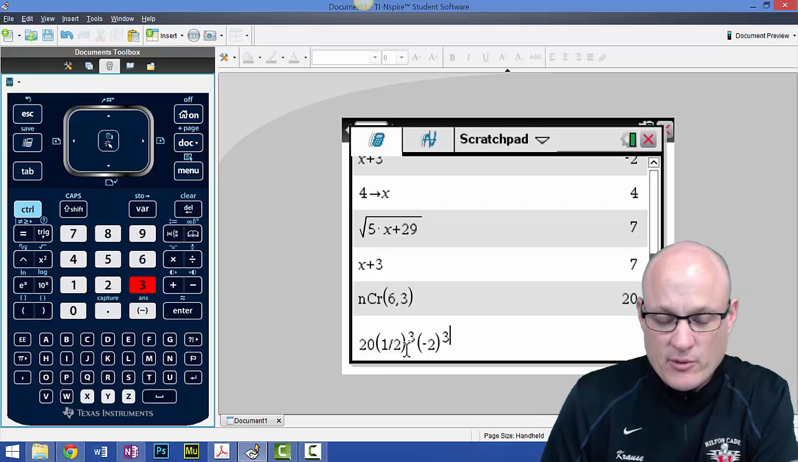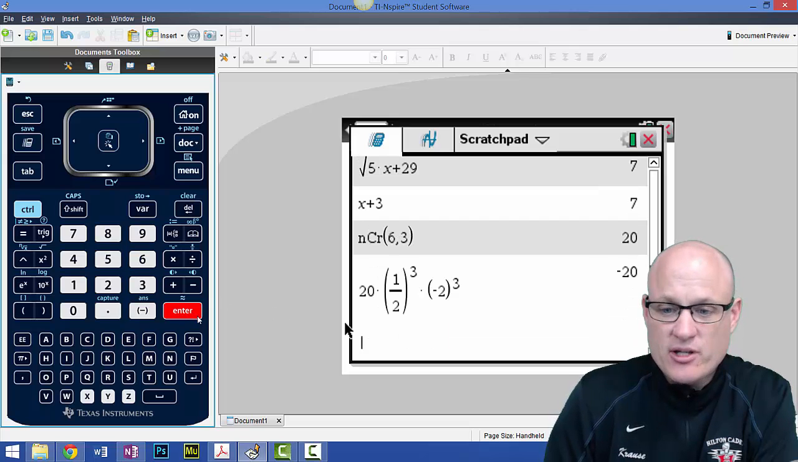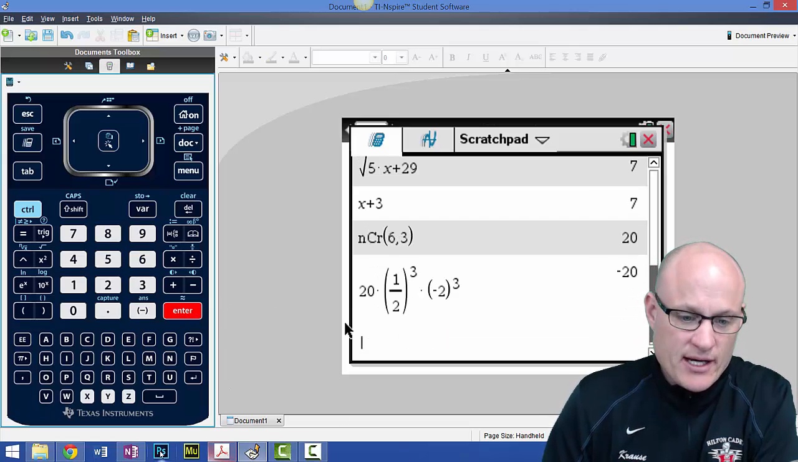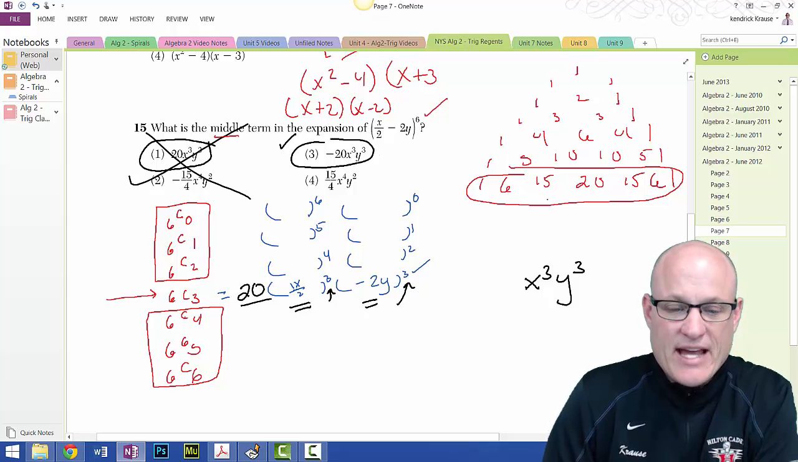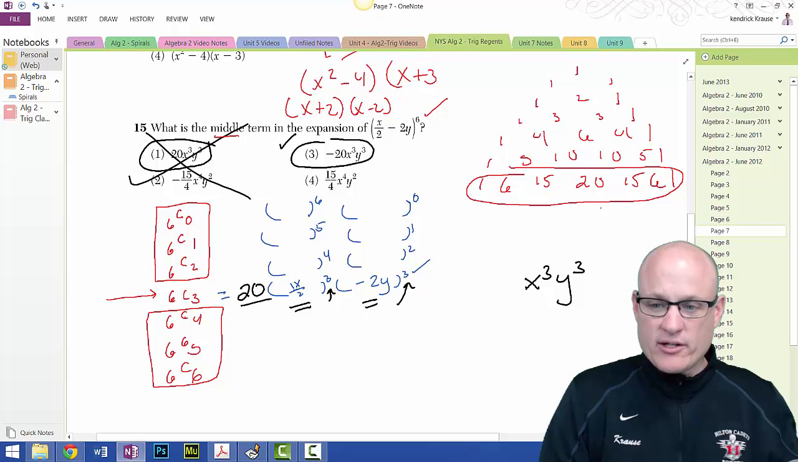Now, basically what I have here is 1/8 and negative 8. They're going to cancel out and just give me negative 20. And so there's my answer right there: negative 20 x cubed y cubed. We are done. Moving on.